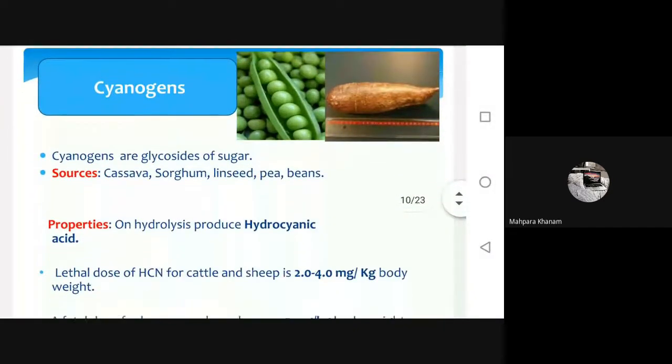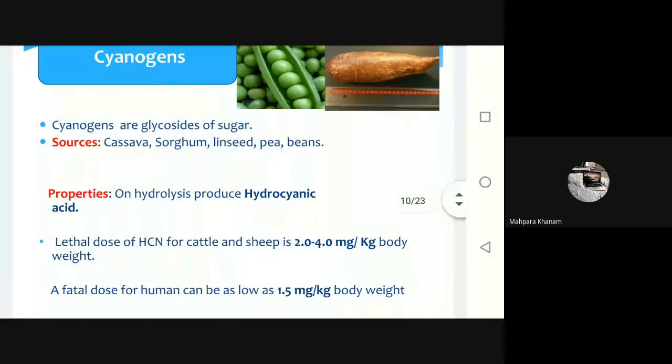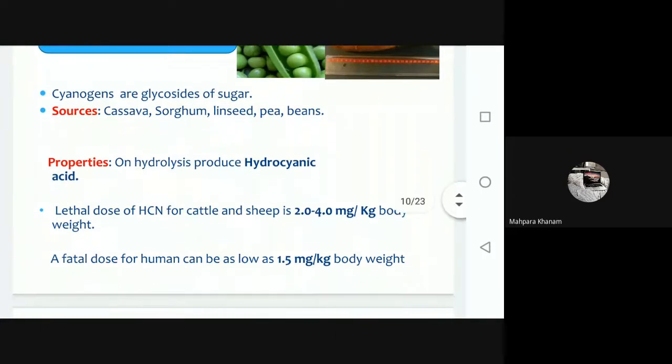Then cyanogens. This is another group of anti-nutritional factors, and cyanogens are also glycosides in nature. They are found in cassava, sorghum, peas, beans, linseed, and so on. On hydrolysis they produce hydrocyanic acid. The lethal dose is given in different studies for cattle and sheep, but you need not go into that. Just remember that for humans it can be as low as 1.5 milligrams per kg.